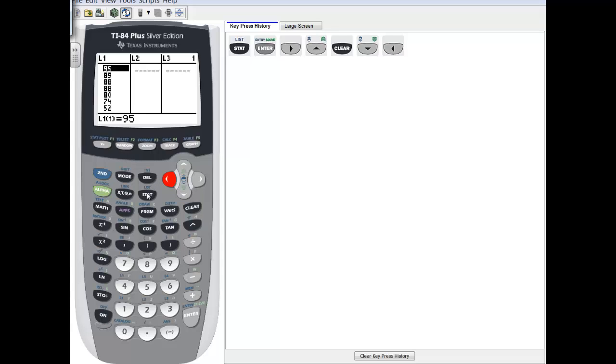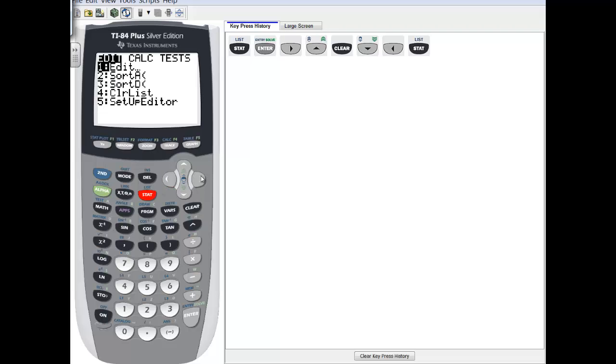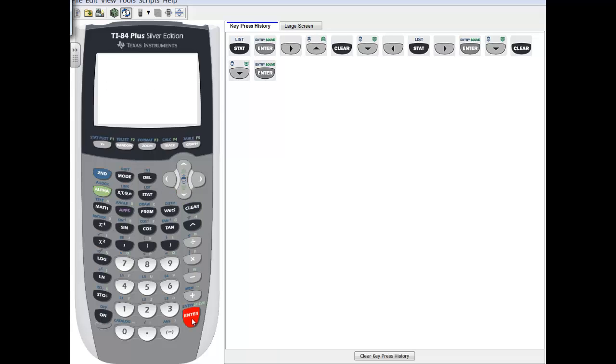So let's run the one variable stats. So press stat, page over to calc, enter. We have L1 in the list 1. We do not want anything for frequency lists. It should be blank. So we're going to press clear and then down to calculate and press enter.